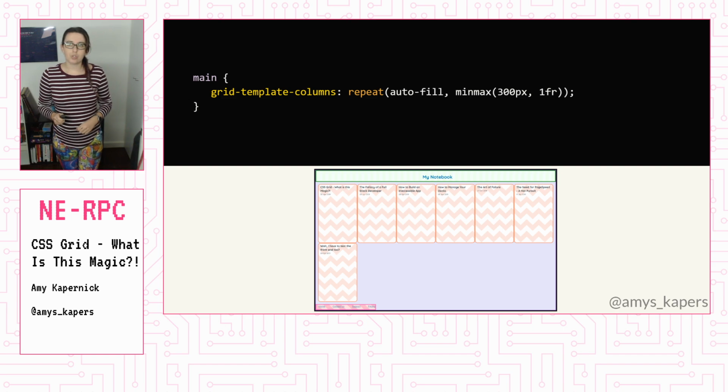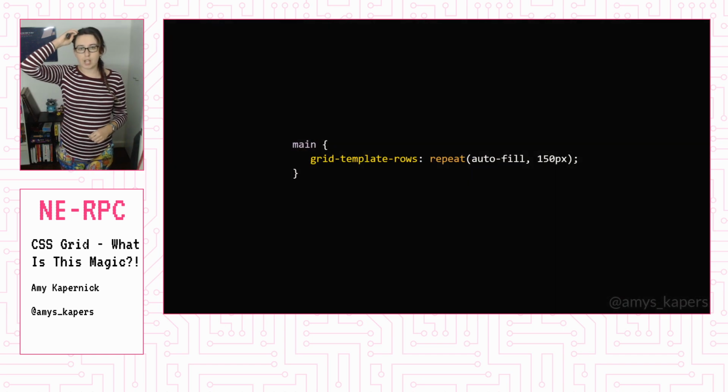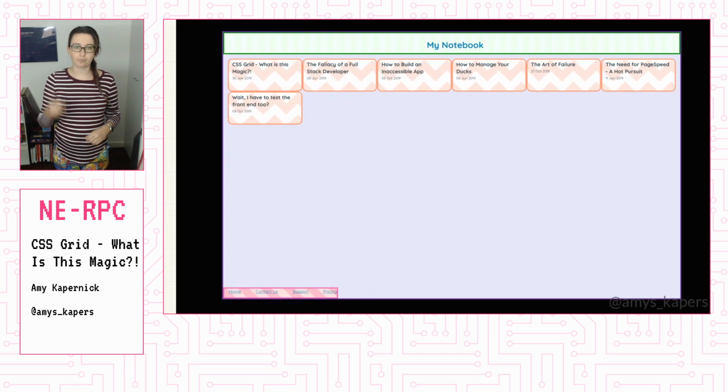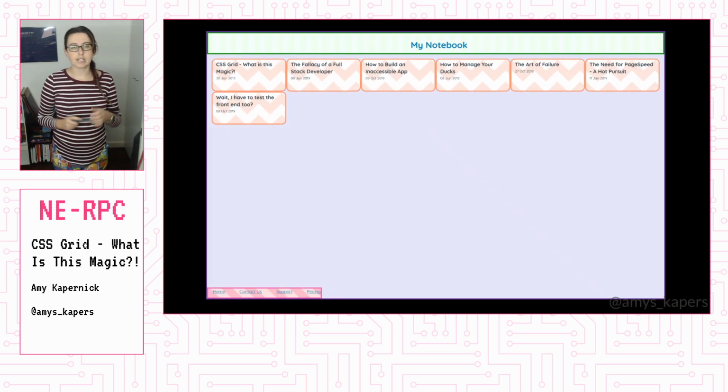Next, I want to define some rows, and again, I'm going to use autofill, so I want it to put in as many rows as it can fit, even if I don't need them, and I just want these to be 150 pixels high. So this still leaves room for extra rows, even though I don't have the elements to need them.